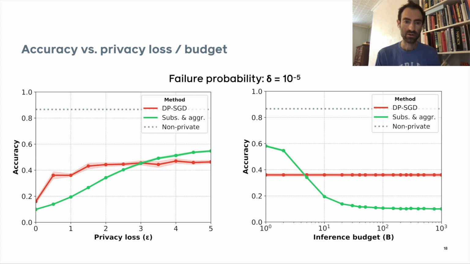We looked at accuracy here as a function of the privacy loss epsilon. We see that differentially private SGD actually works better for the most part than subsample and aggregate for most values of epsilon. We also looked at how accuracy changes as a function of the inference budget. In this case, the private prediction method, subsample and aggregate, gets dramatically worse as we increase the inference budget. It's really only better than differentially private SGD for very small values of the inference budget. Again, DP-SGD here is depicted as a flat line since it has an infinite inference budget.